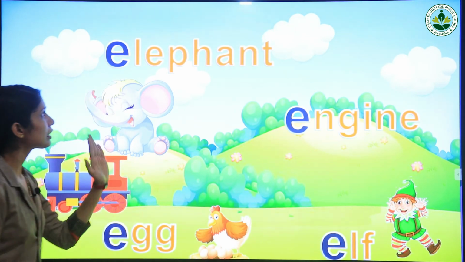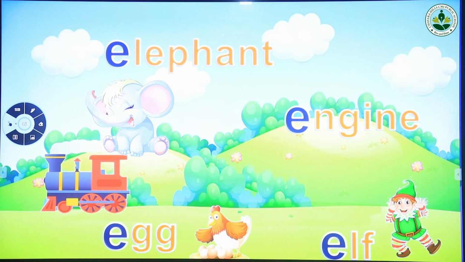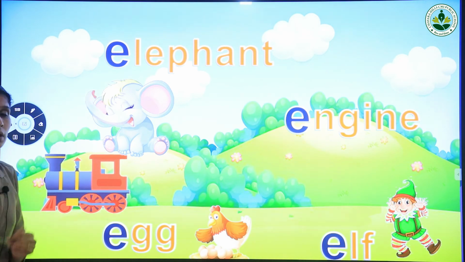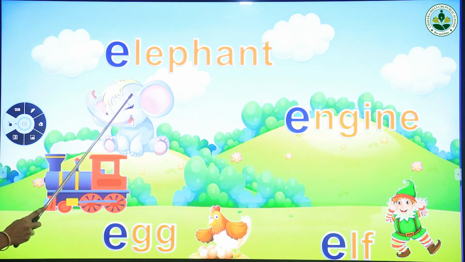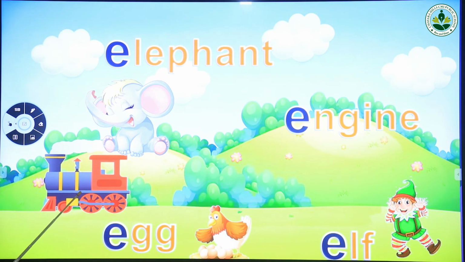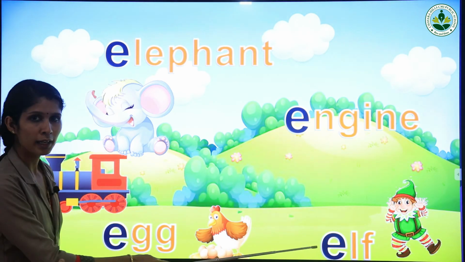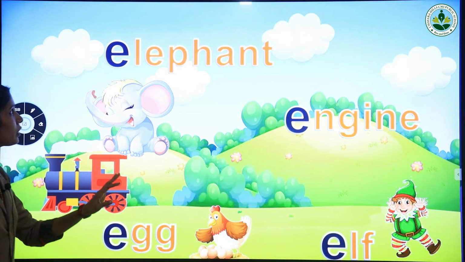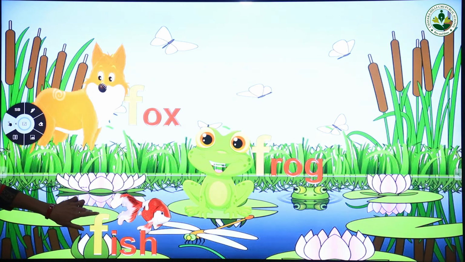Elf. So these are the words starting with letter E. All of you say aloud: elephant, engine, egg, elf. Okay.